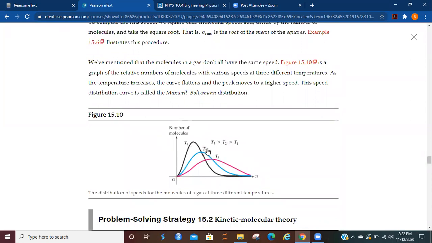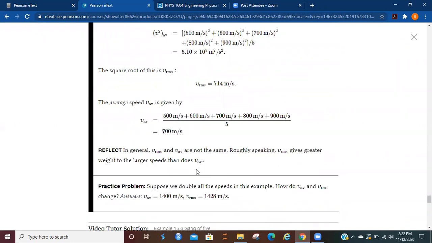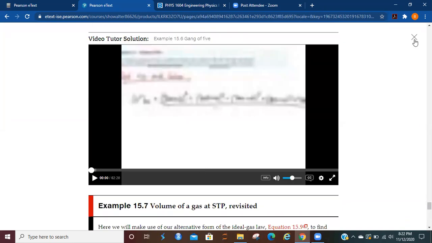This is a Maxwell-Boltzmann distribution that we had talked about originally, where the spread of the velocities of the molecules can depend on the temperature. So those are the main points that I want you to draw out of this section. Again, please work the problems and go over any of the tutorials that they may have here.